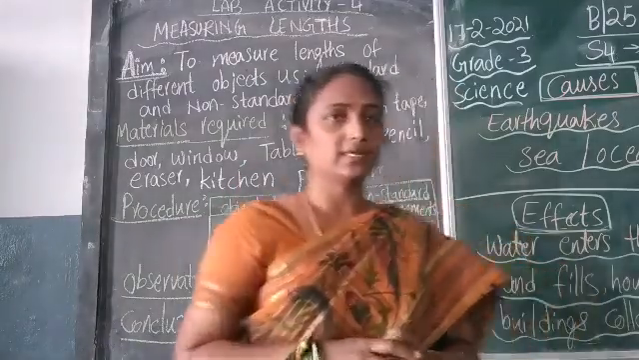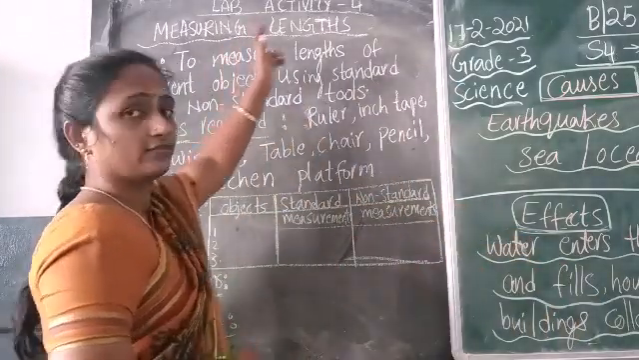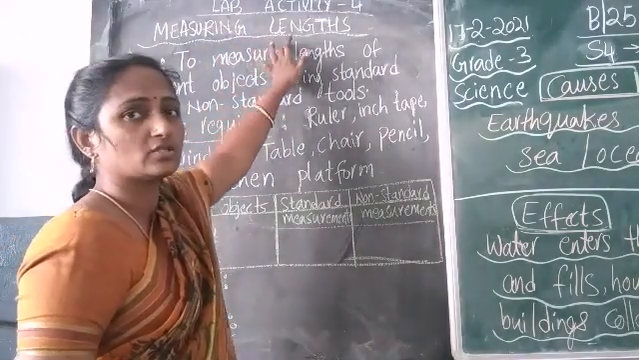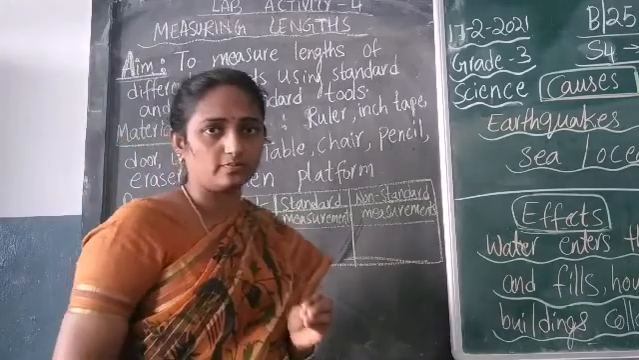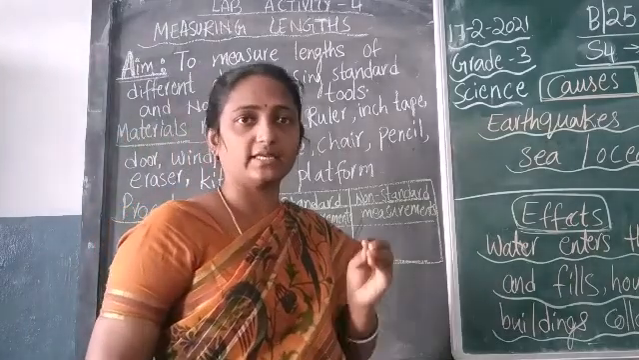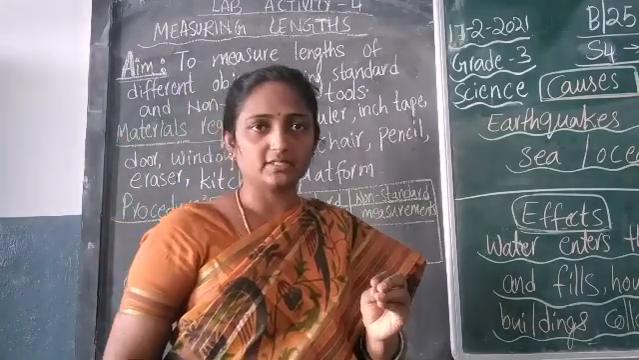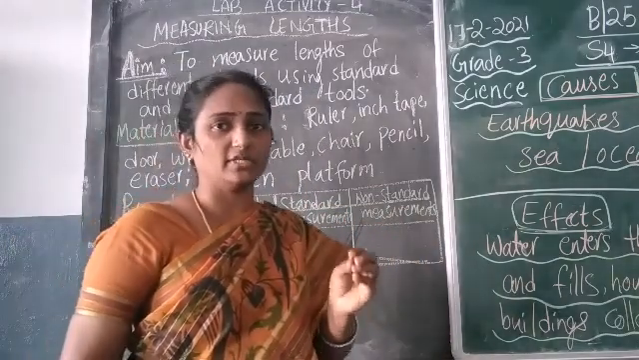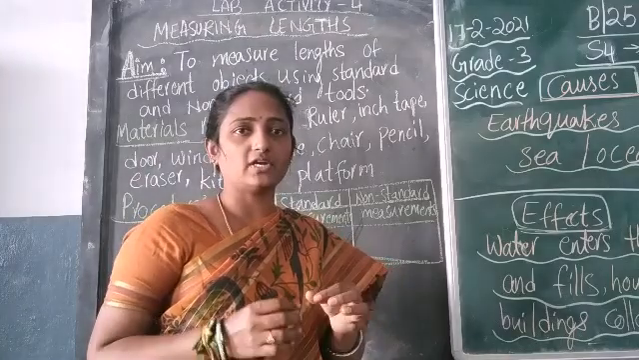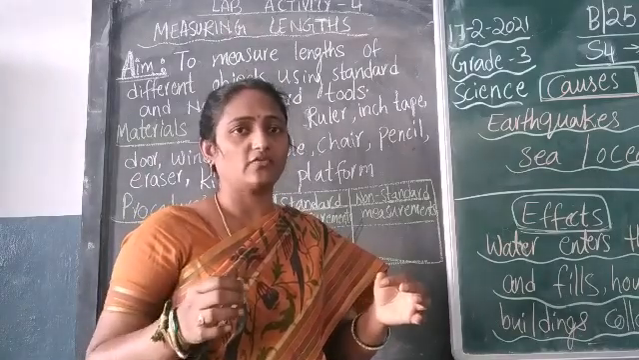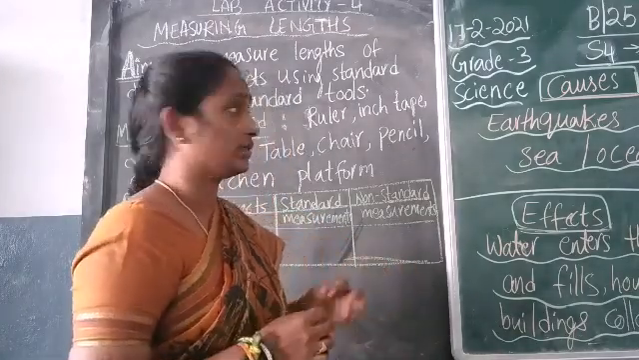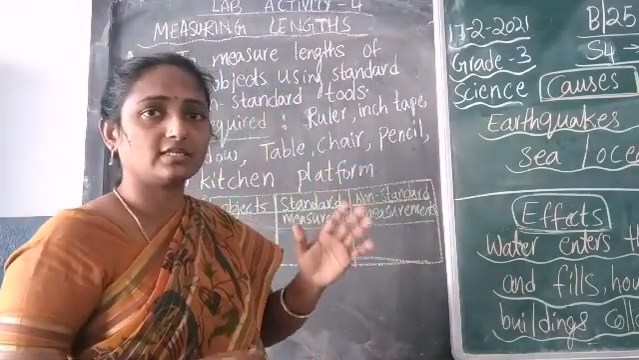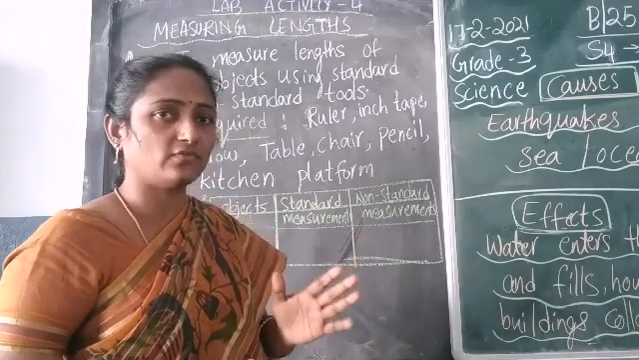So what you are going to write? Lab activity 4. In that you are going to measure the lengths of any 5 different objects. You are going to take any 5 different objects or things and measure them. We have learned measurements, so you have learned how to measure the lengths of an object. That is your activity, lab activity 4.